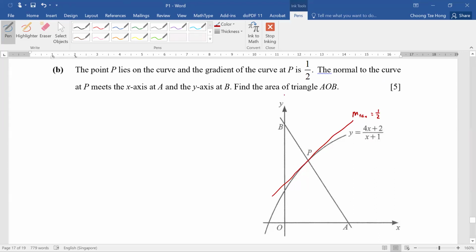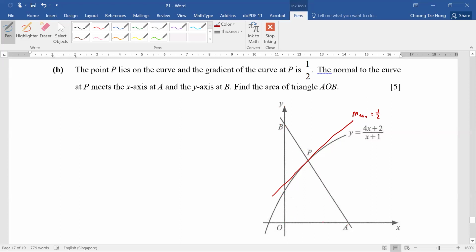The normal to the curve at P meets the x-axis at A. So this line AB is actually a normal to the curve at P. It meets the x-axis at point A and the y-axis at point B. They want us to find the area of this triangle. Triangle AOB is actually a right-angled triangle. To find its area, we can find it quite easily if we know the length OA and the length OB.